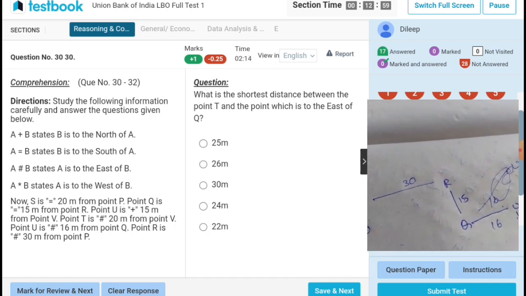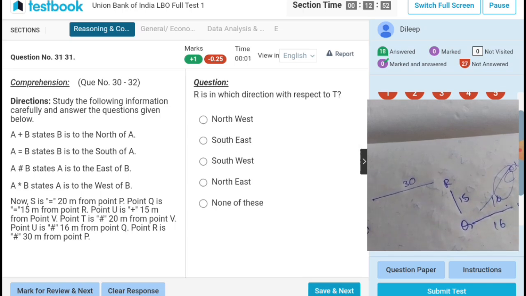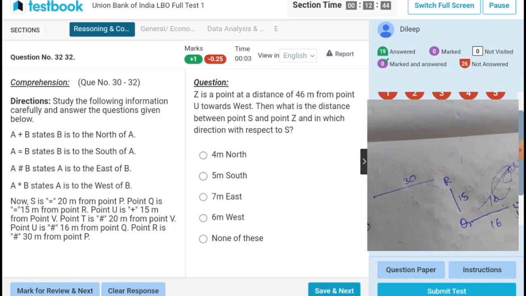T is the shortest distance between T and the one who is east of Q. 625, that is 25. R in which direction with respect to T? Northwest. Z is a distance 46 kilometers away from U towards west. Distance between Z with respect to S, 5 meters. What is the distance between S and Z? In which direction with respect to S? 5 meters north.